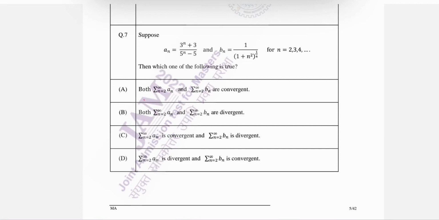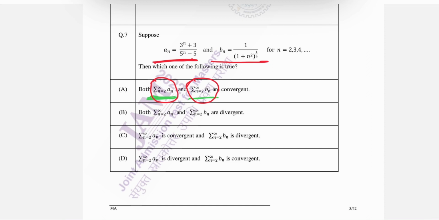You see two series here. Here you see the first series and this is the second series, and the nth term of this series is here, and the nth term of the second series is here. So in this question we have to find whether the given series are convergent or divergent.